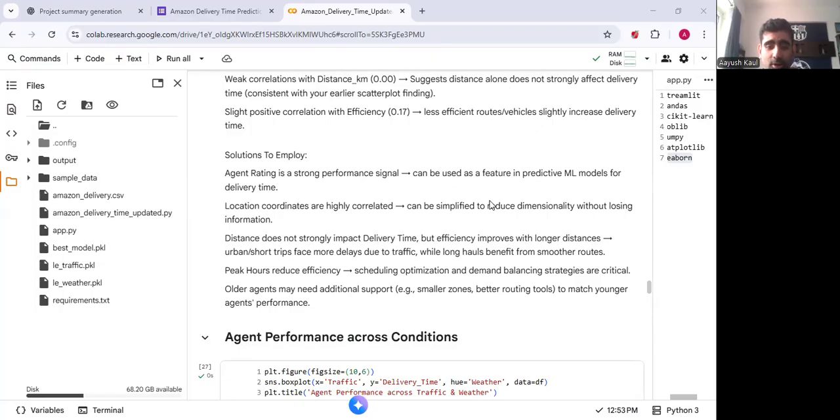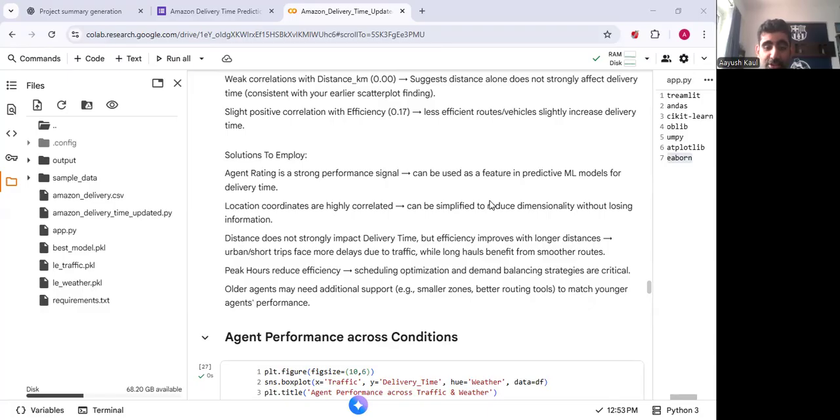Distance does not strongly impact delivery time, but efficiency improves with longer distances. Urban or short trips face more delays due to traffic, while long hauls benefit from smoother routes. Peak hours reduce efficiency, so scheduling, optimization, and demand balancing strategies are critical, especially during peak hours.